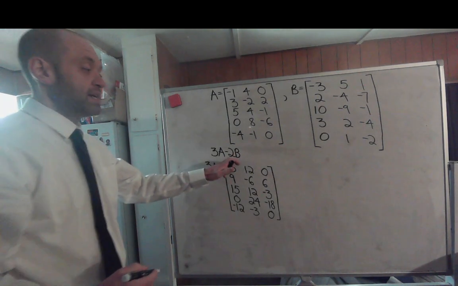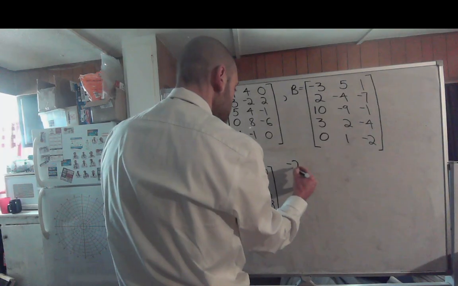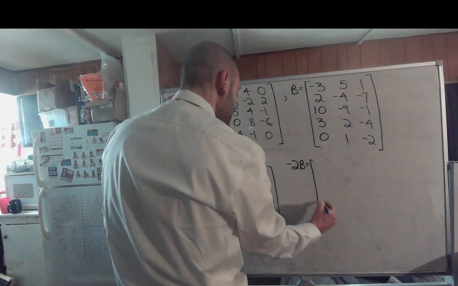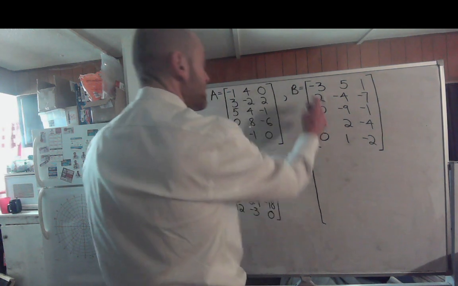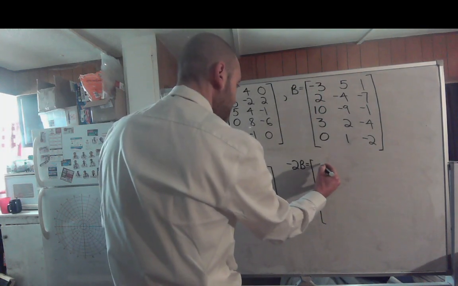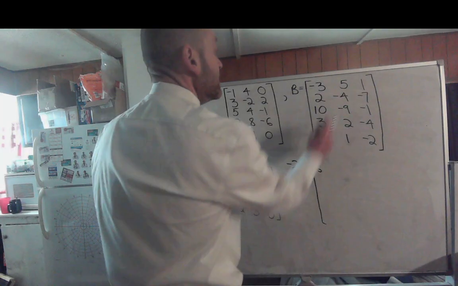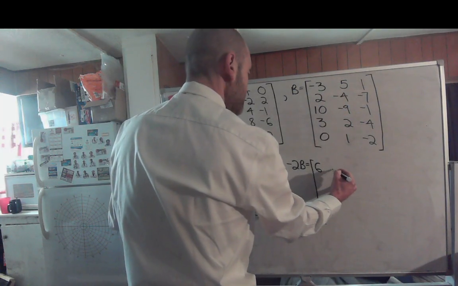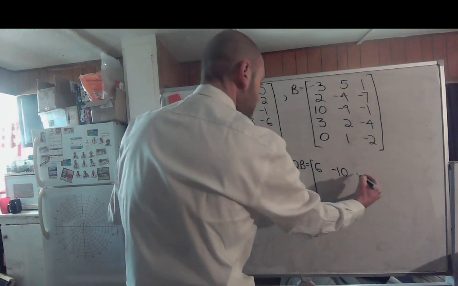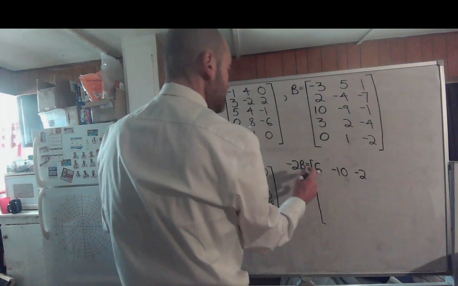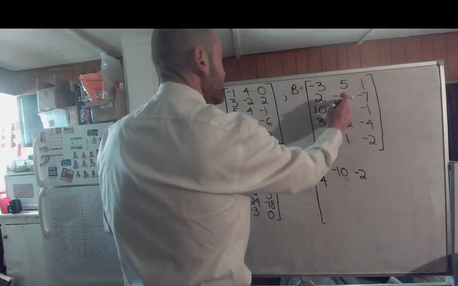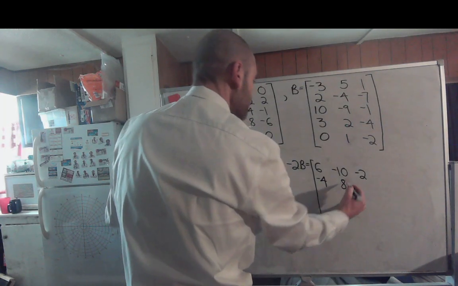Now I need to do my negative 2b matrix. So negative 2b, I'll just take that negative 2, multiply it by my b matrix. Alright, so negative 2 times negative 3, that's positive 6. Negative 2 times 5 is negative 10. Negative 2 times positive 1, that's negative 2. Negative 2 times 2 is negative 4. Negative 2 times negative 4, positive 8.